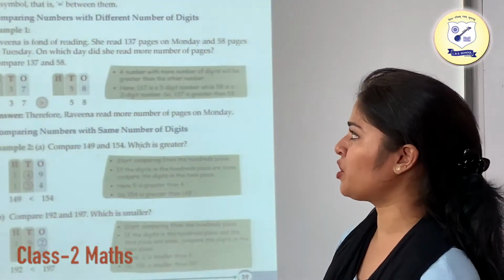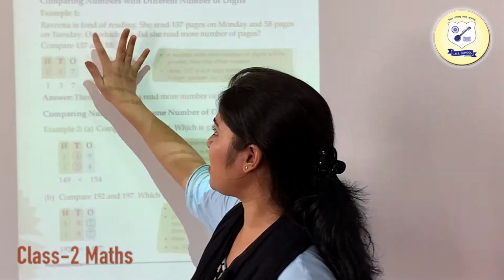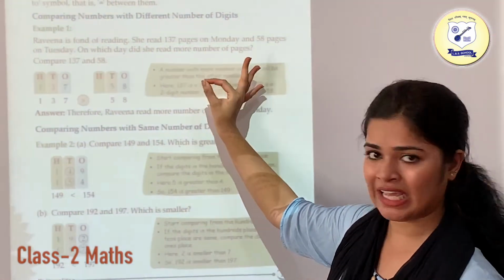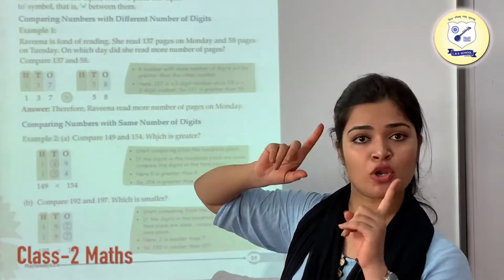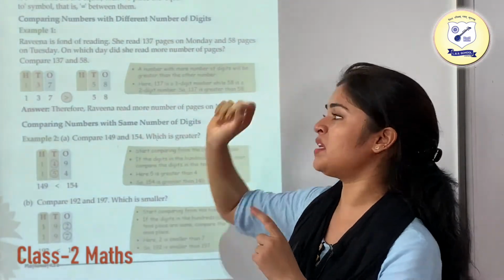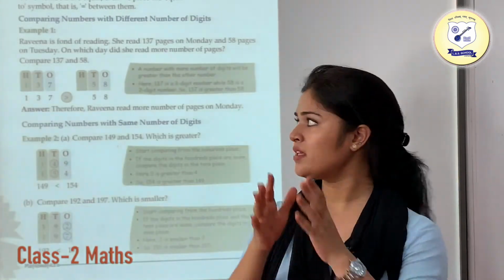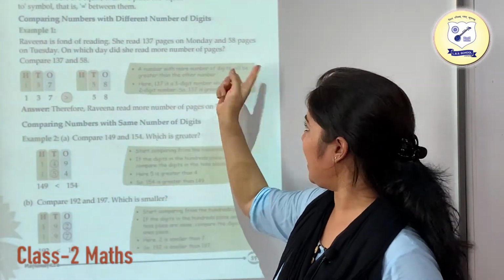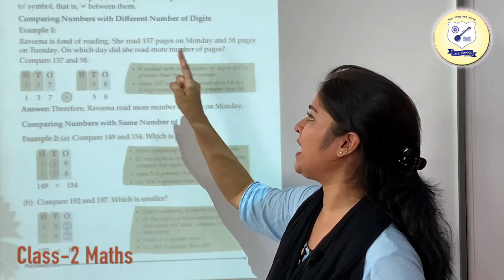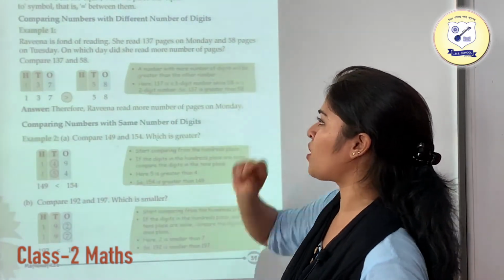For that, let us look at example number 1. Ravina is fond of reading. She likes reading books. She reads 137 pages on Monday and 58 pages on Tuesday. So Ravina has read 137 pages on Monday and 58 pages on Tuesday. On which day did she read more pages?